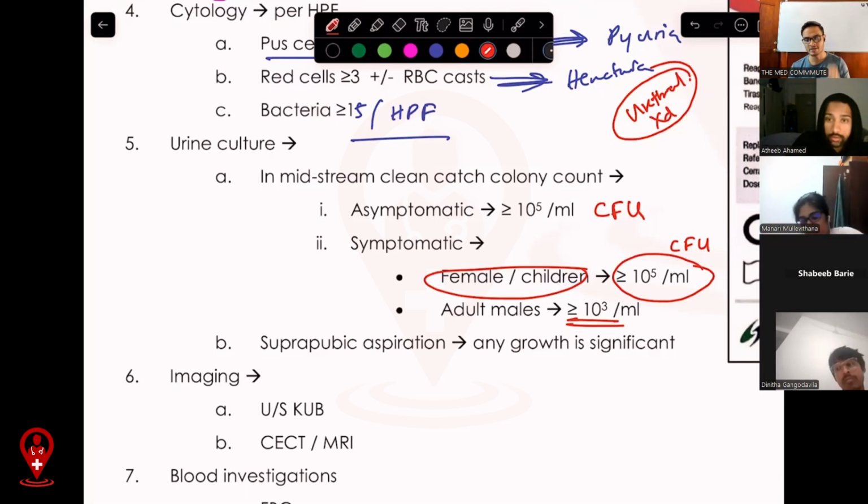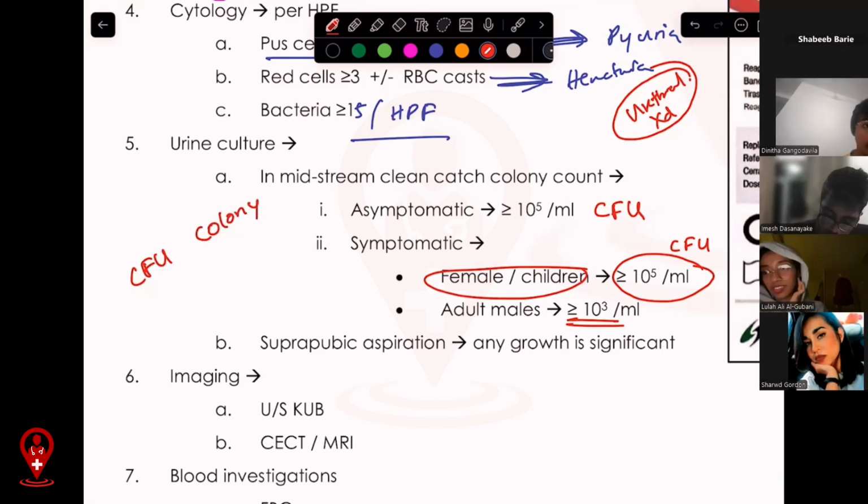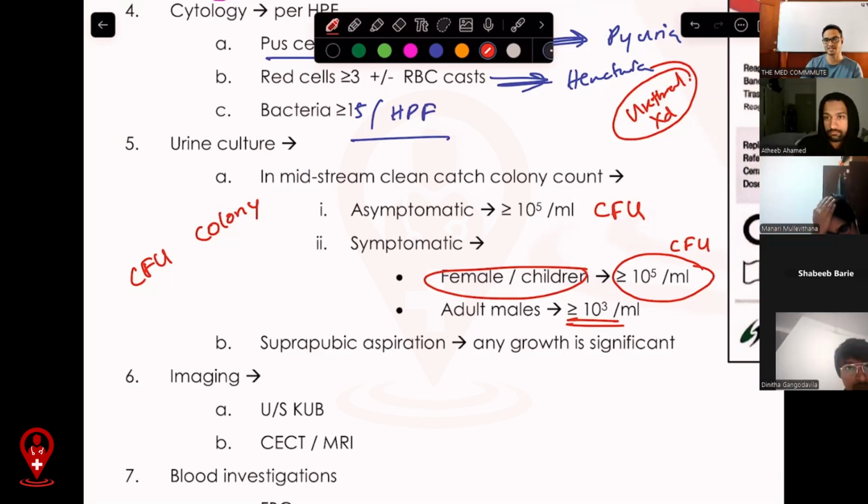Okay. Now tell me this. What is a colony forming unit? I should have mentioned that at the start. What is the difference? Look at this case. Colony forming unit and colony. Is it the same? No, this is why I don't want you all to memorize these things. Colony forming unit versus colony, what's the difference? Very basic questions. You all have to be able to answer these.